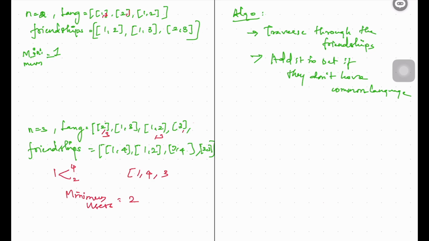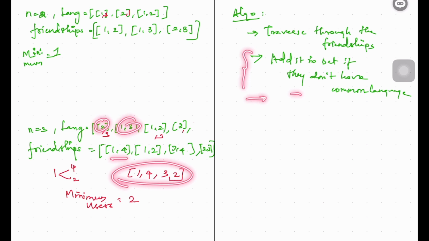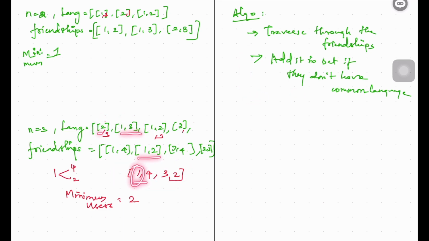So 1, 4 doesn't have, and 1, 2 also doesn't have. So these are the set values that we will be adding, because 1 and 4 don't have a common language, right? The same 1 and 2 also doesn't have, so 1 is already there, so we have to just add it too. So then if you come, 3 and 4 also doesn't have, so 4 is already in the set, so you just add the 3, and 2 and 3 shares the same language, so you don't need to do.